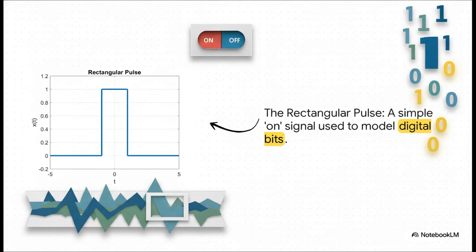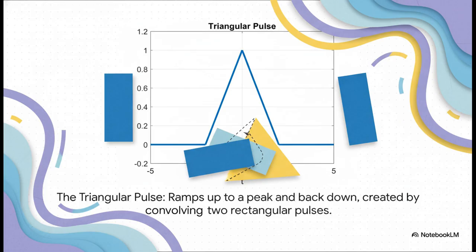This is the fundamental shape of a digital bit, the 1 in binary code. It can also be used as a kind of mathematical window to isolate and look at just a specific piece of another signal. The triangular pulse is, well, exactly what it sounds like. It ramps up to a peak and then ramps linearly back down to 0. It also has a pretty neat origin. It's the exact shape you get when you mathematically blend two rectangular pulses together in a process called convolution.